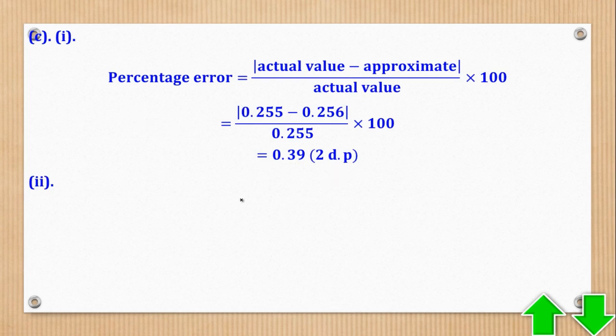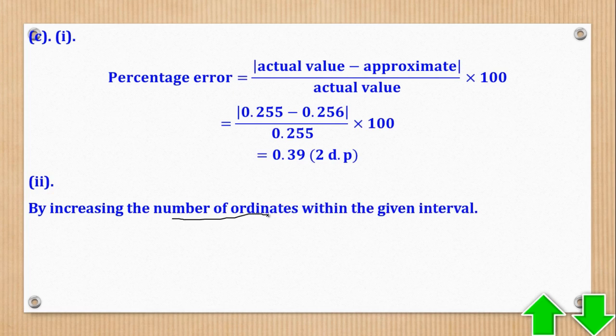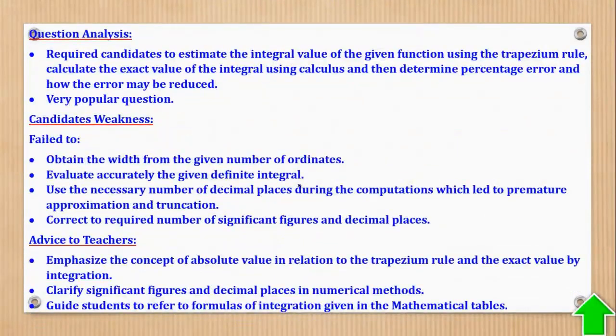Then Roman 2, how the error may be reduced. It is by increasing the number of ordinates within the given interval. So the question required candidates to estimate the integral value of the given function using the trapezium rule, calculate the exact value of the integral using calculus, and then determine the percentage error and how the error may be reduced.